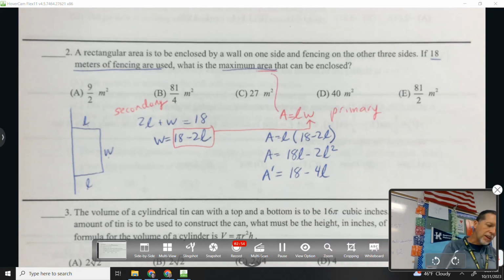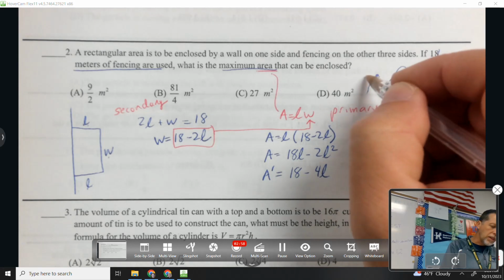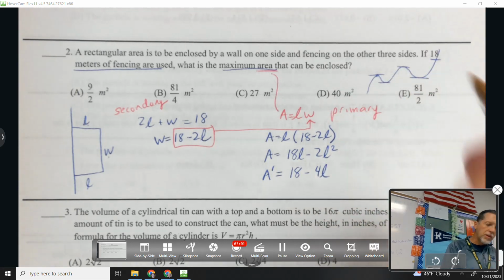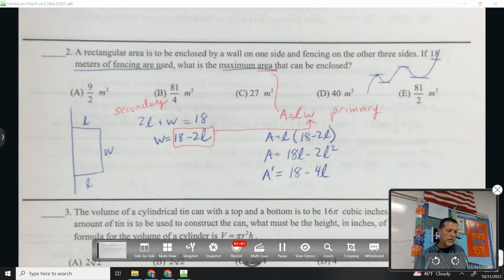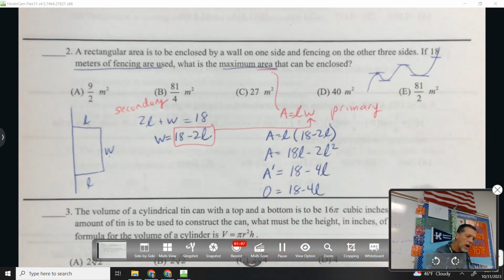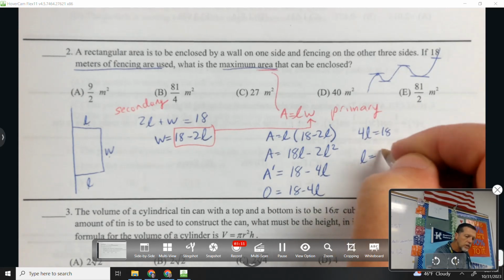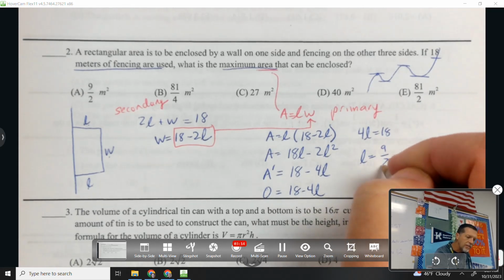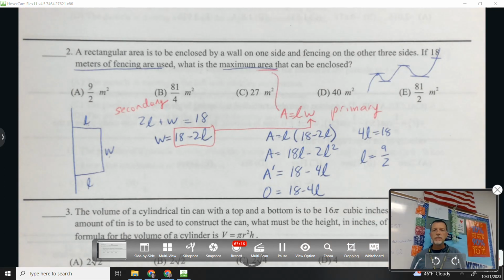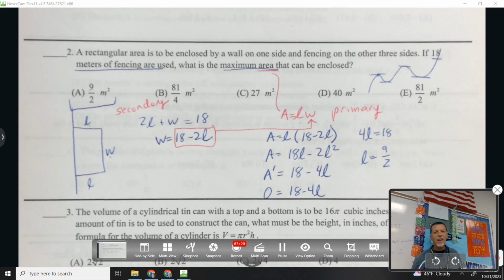So I'll set that equal to 0, right? Because I don't know what the equation looks like, but maximums and minimums happen when the slope is 0. So I'll set my slope, my derivative, equal to 0. So L equals 9/2. Answer choice A looks appealing at this moment. But why is answer choice A not correct?